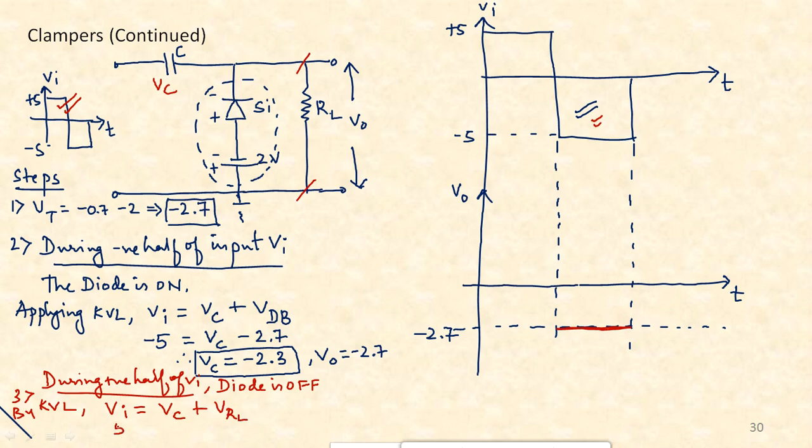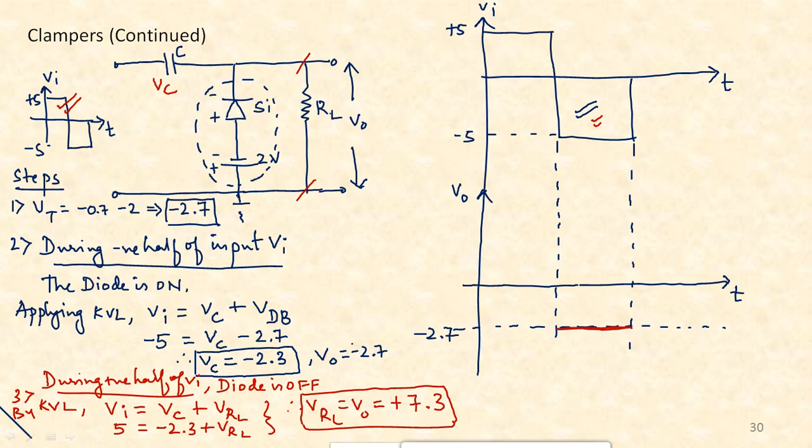What about Vi now? Vi is 5 volts. What about Vc? Vc is minus 2.3 volts. And therefore, what is the value of VRL? VRL is nothing but V0, which is equal to plus 7.3 volts. Please pay attention to the voltage levels.